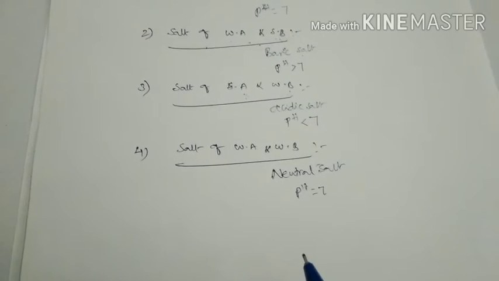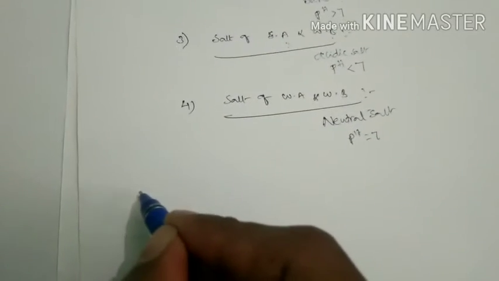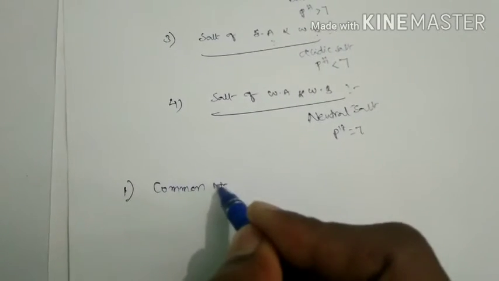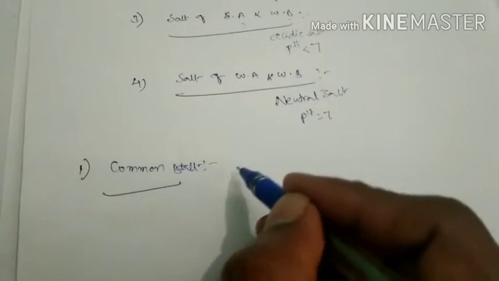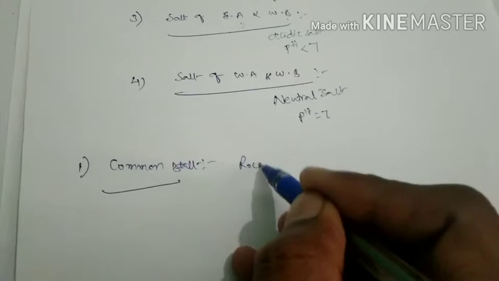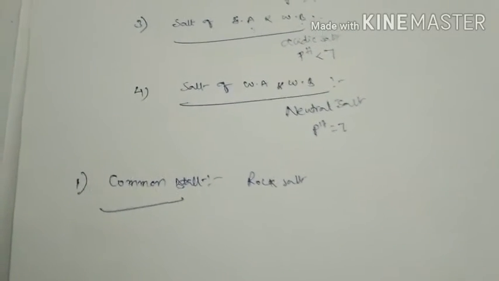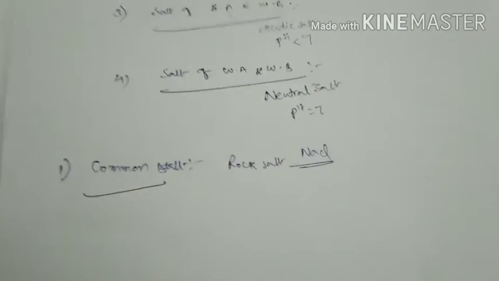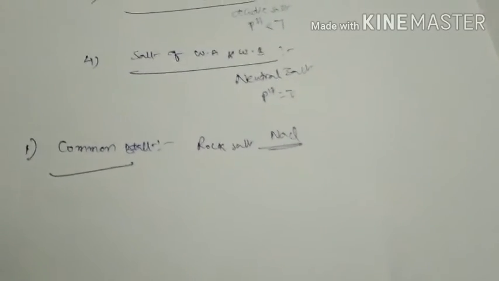Next one, here some compounds are there. Now we have to discuss about these compounds and their uses. First one is common salt. Common salt means NaCl. NaCl is a common salt. This is also called rock salt. Common salt or rock salt, both are same. So the formula for this is NaCl, that means sodium chloride. Sodium chloride is common salt, that is also called rock salt.